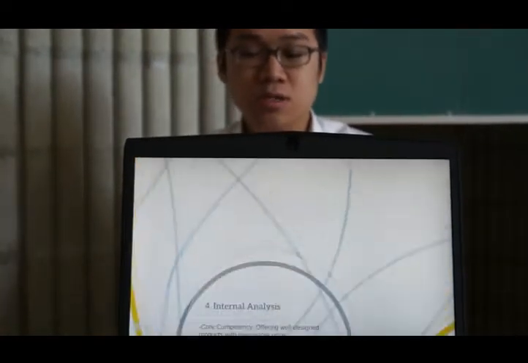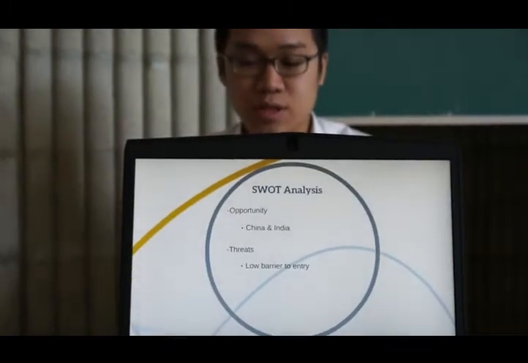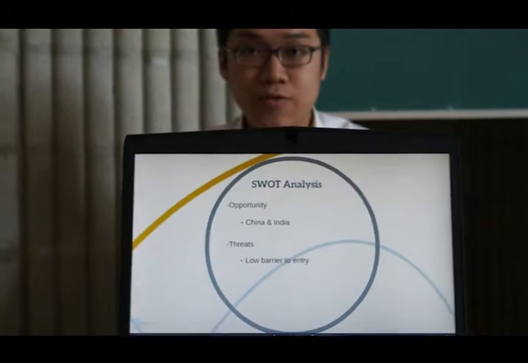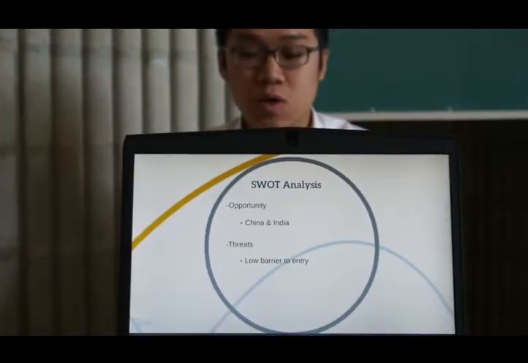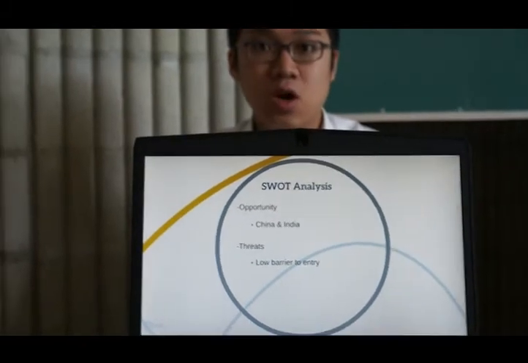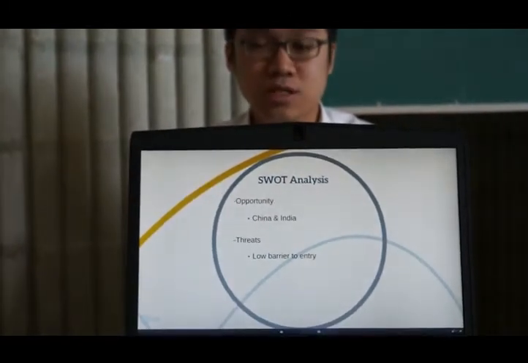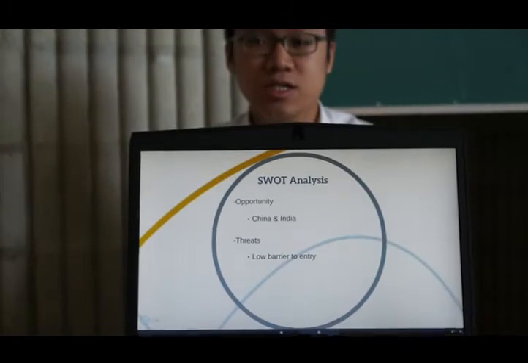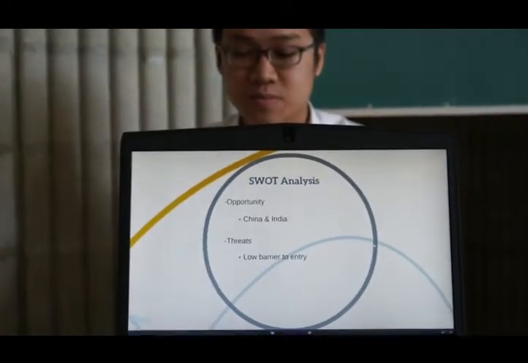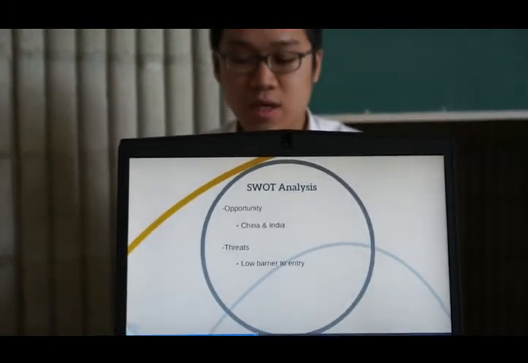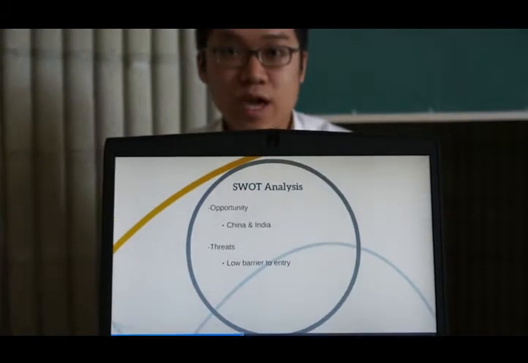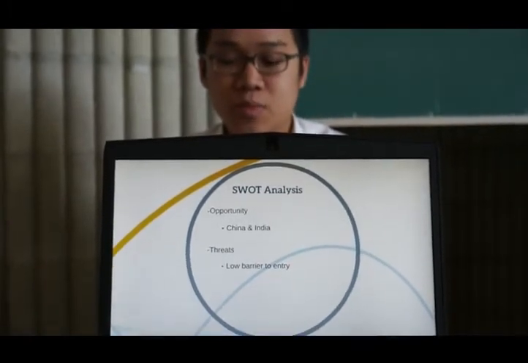Now the third one is opportunities. There is an opportunity for IKEA to set up low-cost manufacturing in India and China because of the cheap labor cost in India and China, so they can reduce the cost of manufacturing. And threats. There are two threats: the low barrier to entry, and the strong competitors.